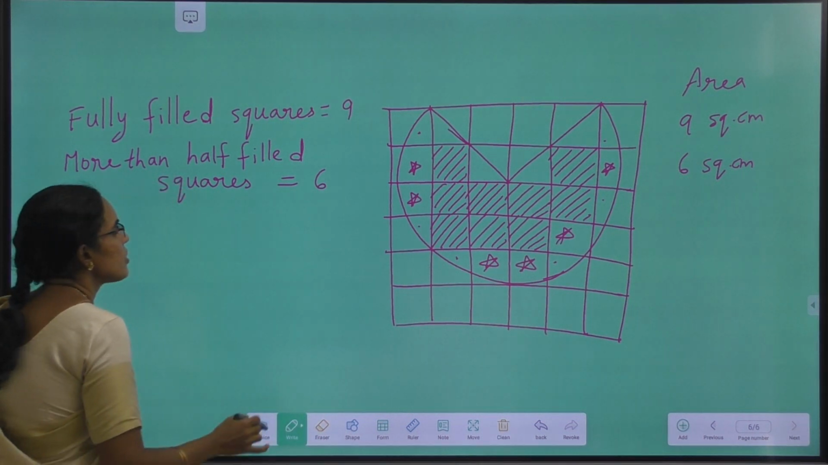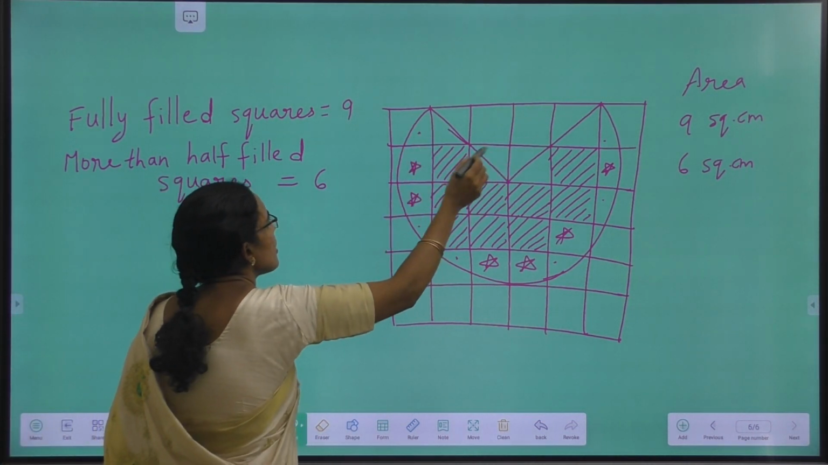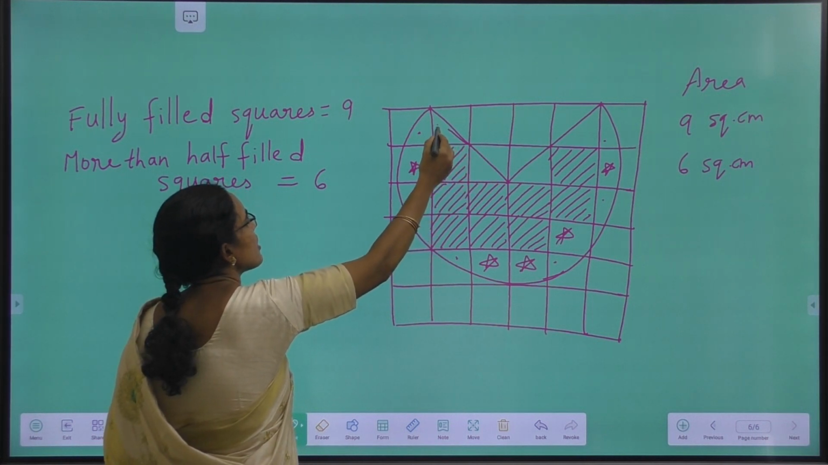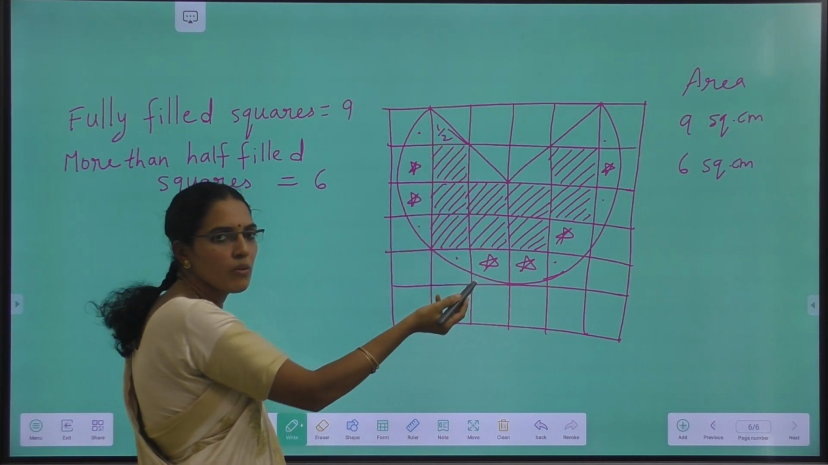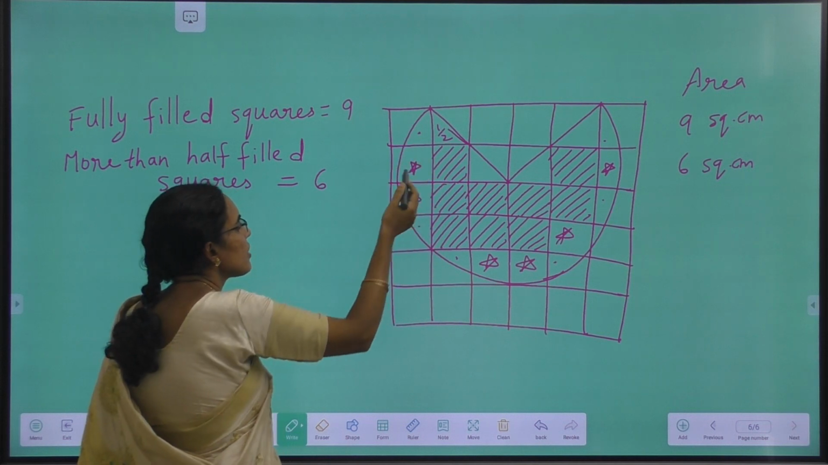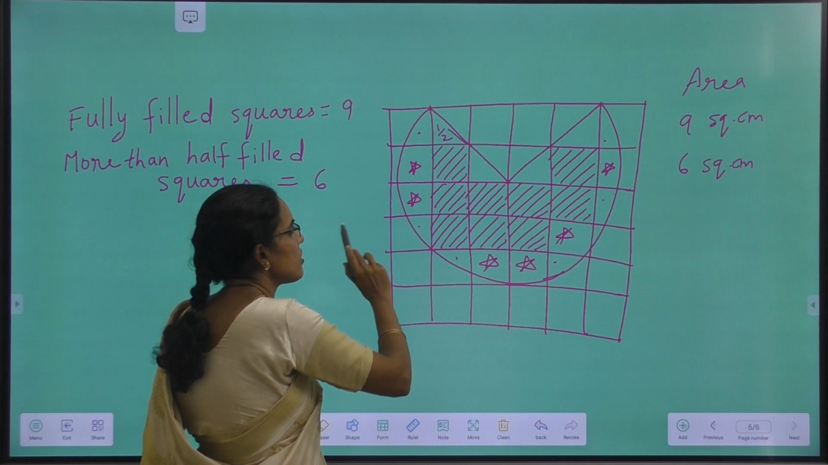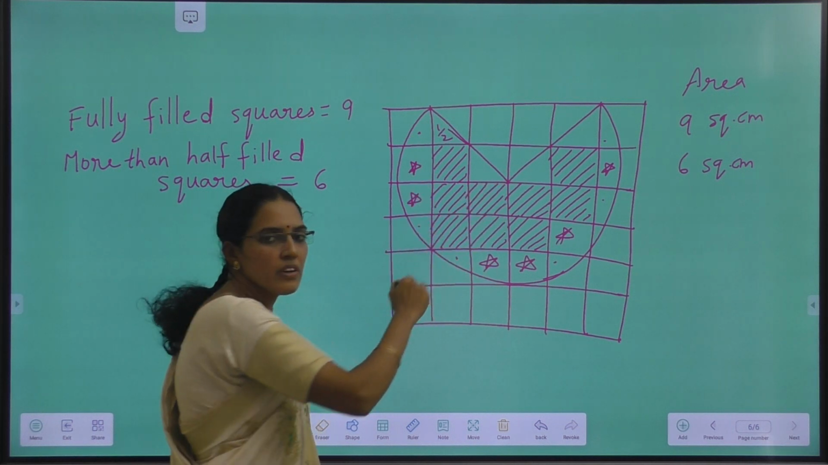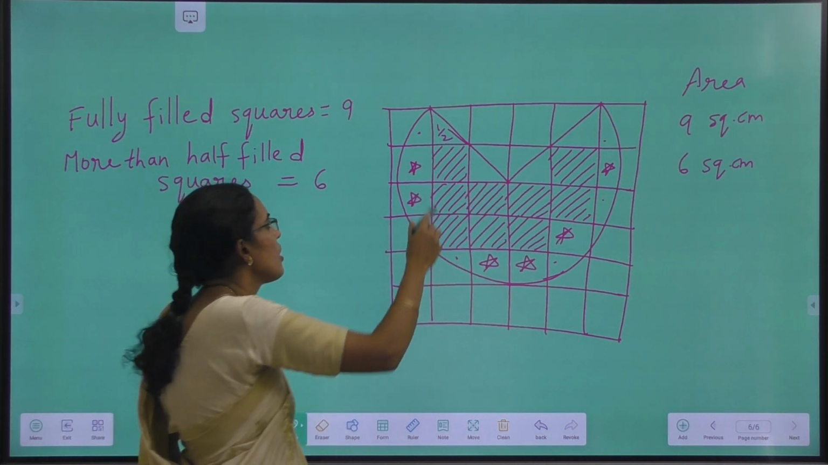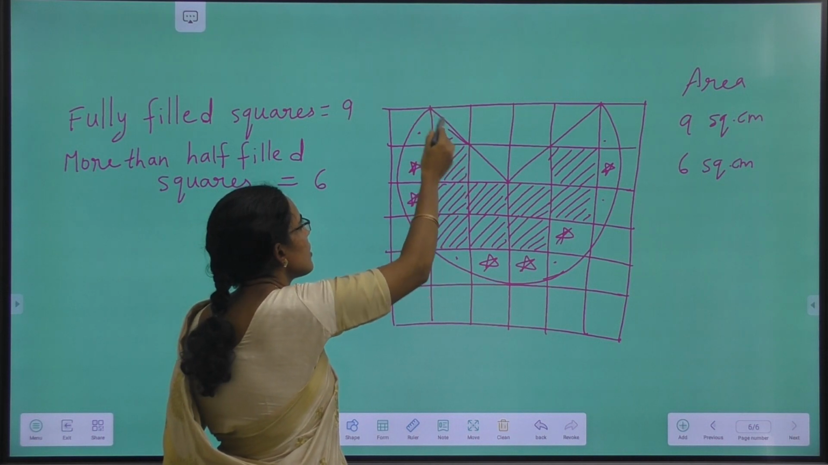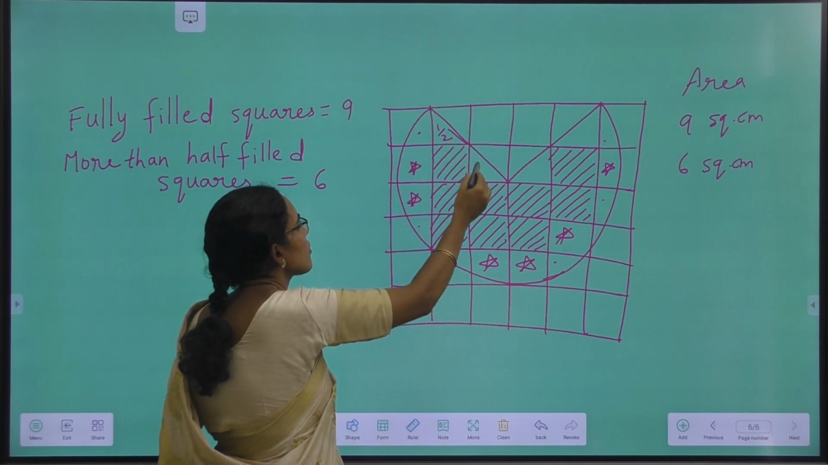Now next we should see the exactly half filled area. This is half of the square. Therefore the area is also half square unit only. If it is a full square, we took one. If one full square, the area is 1 square centimeter. If there are 9 full squares, the area is 9 square centimeters. But here exactly half of the square is there. Therefore the area is half square units.